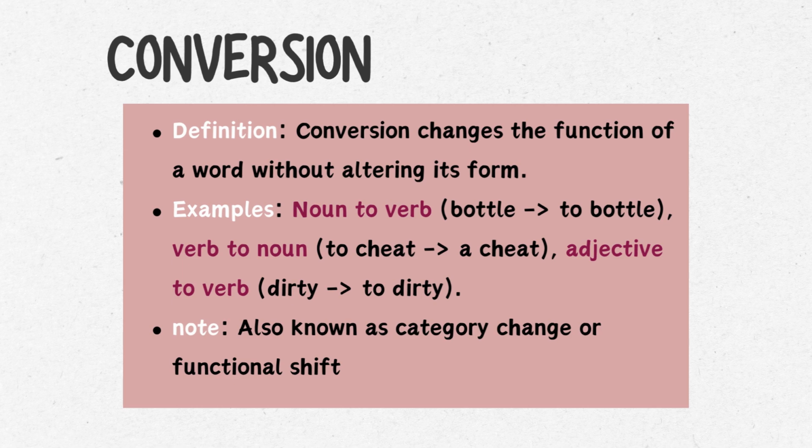We simply don't change the form or spelling of the word, but we change its function, like from to cheat to a cheat. Like when someone cheats on you or someone else, we say that he cheated on her, then we call him a cheat. He cheated on her, so he is a cheat. You can see how we changed a verb into a noun. And the same is the case with the other scenarios. It is also known as category change or functional shift.